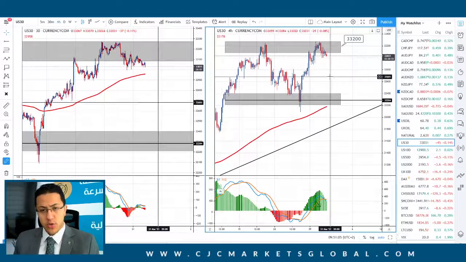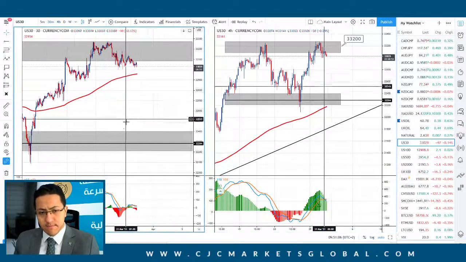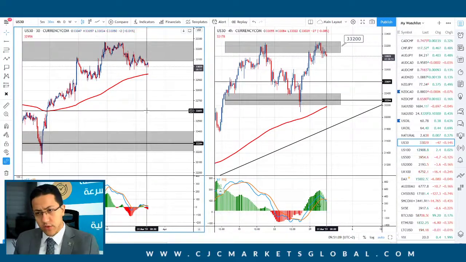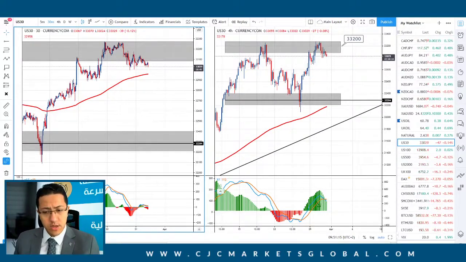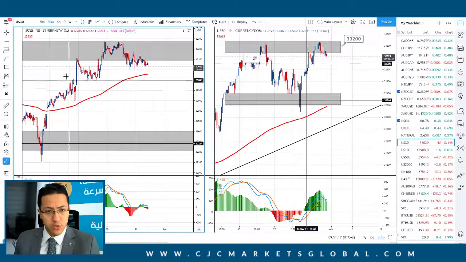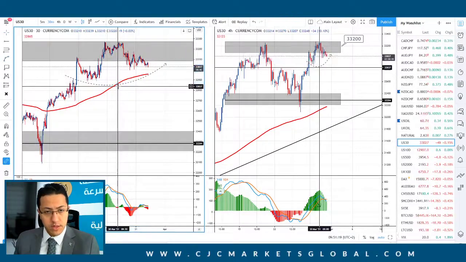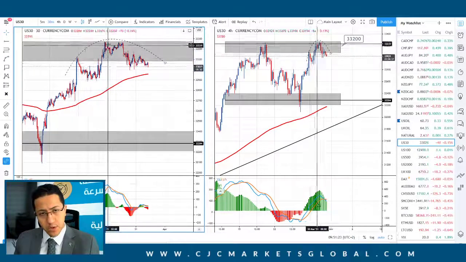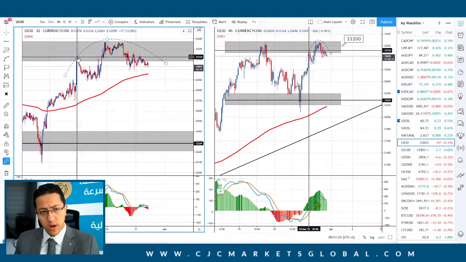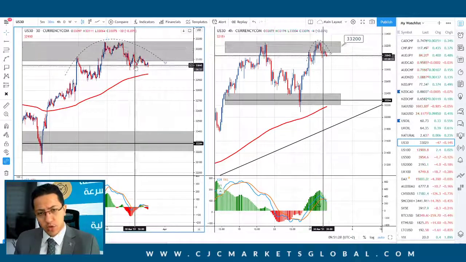On the Dow Jones, we are pretty much having the same sideways range that we are trading just around the tops at 33,200. However, it seems to me that we are trying to form some sort of a top. The market is not able to create any new higher highs. That was a high that was higher than the last one, and at the moment we are unable to reach any new higher highs.